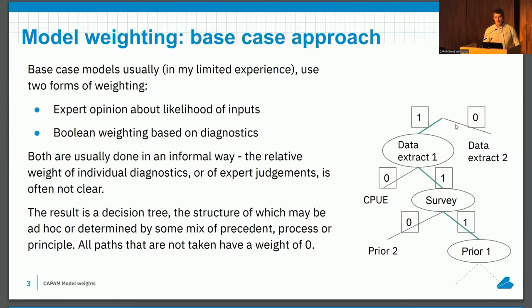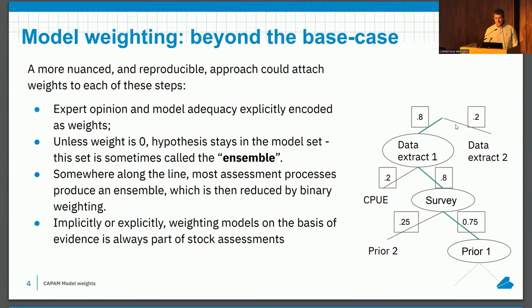And so I guess the result is this sort of decision tree, but it's a Boolean decision tree. You end up with a single answer out the other end, and often, depending on how your model is structured, that answer can obviously gloss over a lot of uncertainties that we considered along the way. So a more nuanced and, I would argue, reproducible approach is that you could attach weights to each of those steps and make that explicit.